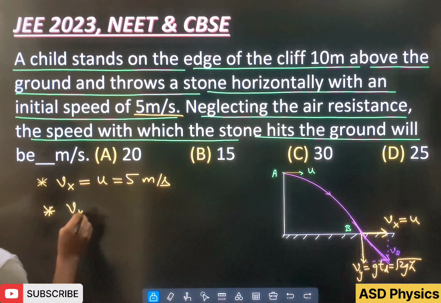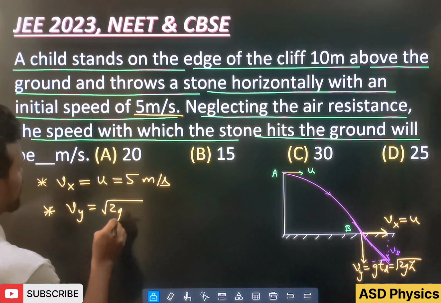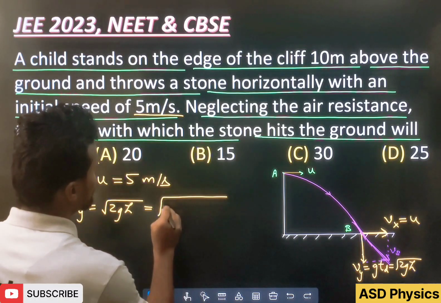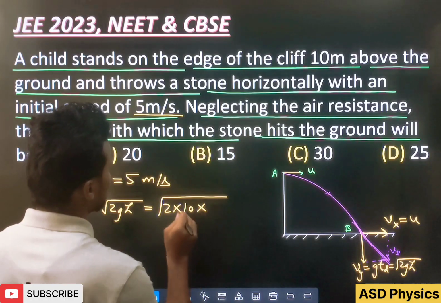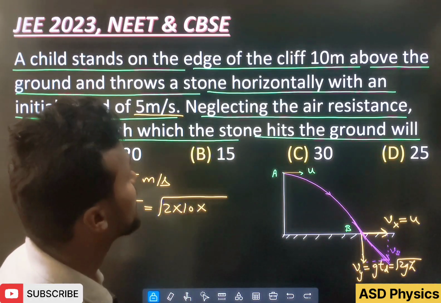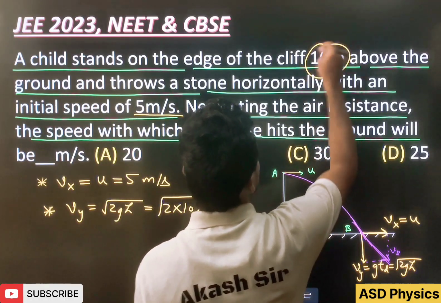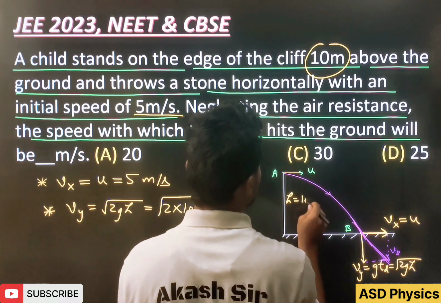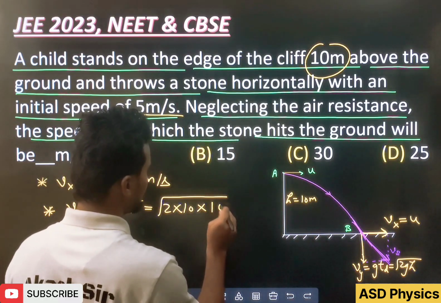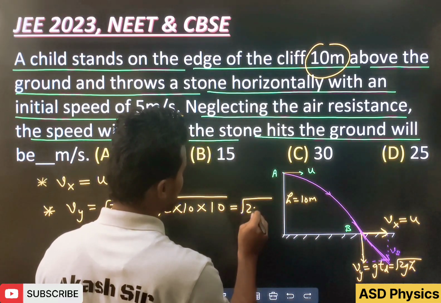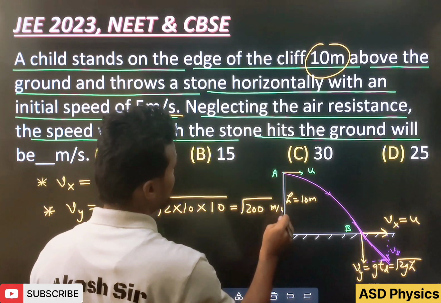Similarly, in the y direction, what is the formula? Root 2h by g. So 2 into 10, anyhow I am going to use g as 10, and the height given here is 10 meter. So we can write 10 here. So this will become root 200 meter per second.